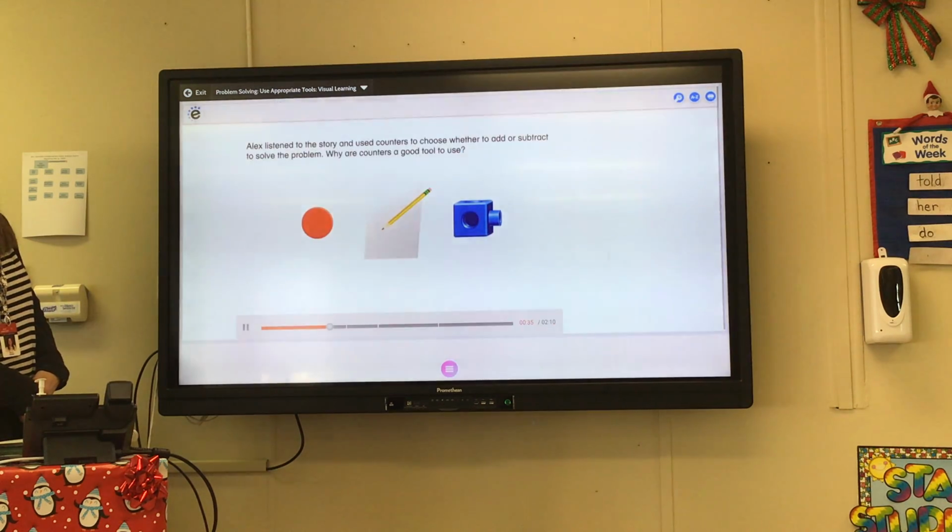Alex listened to the story and used counters to choose whether to add or subtract to solve the problem. Why are counters a good tool to use?